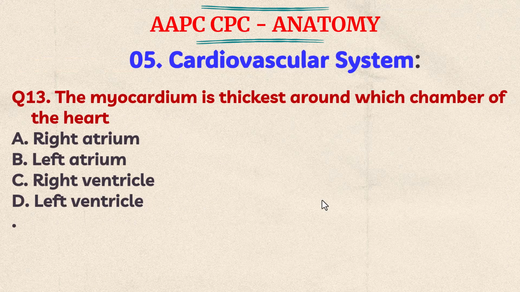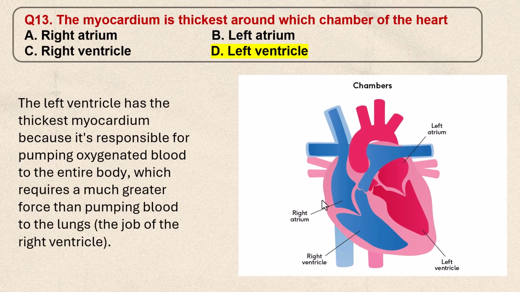surrounding structure. Question number 13. The myocardium is thickest around which of the chambers of the heart? A. Right atrium. B. Left atrium. C. Right ventricle. D. Left ventricle. The correct answer is D.